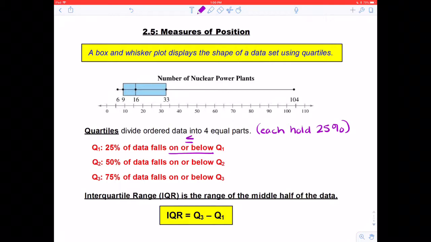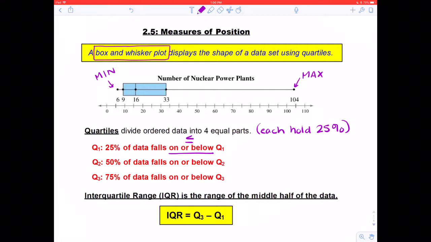Now we're going to talk about how to actually find these values in just a minute, but we're going to be using these values to construct what we call a box and whisker plot. So I wanted to go ahead and show you an example of what that looks like. A box and whisker plot is going to graph what we call the 5-number summary. Okay, and the 5-number summary for a data set includes the minimum and the maximum values, and then it includes the 3 quartiles as well.